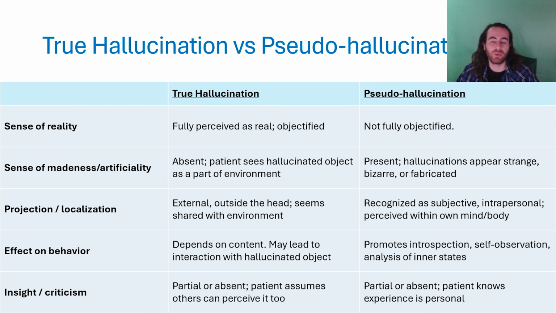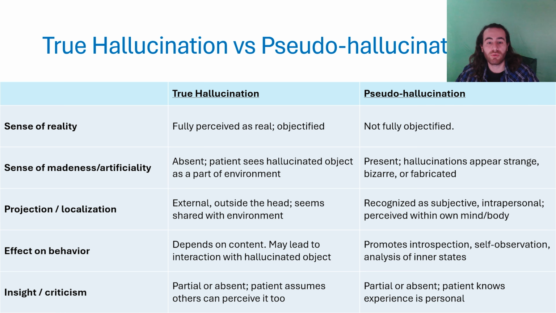The distinction between true hallucinations and pseudo-hallucinations is very important. The key difference is subjective localization and objectivation of the experience. With true hallucinations, the patient experiences them as fully external and vivid. Just like any real stimulus, the patient does not doubt their reality. So the voice is heard from behind the door, or a figure is seen actually present in the environment.